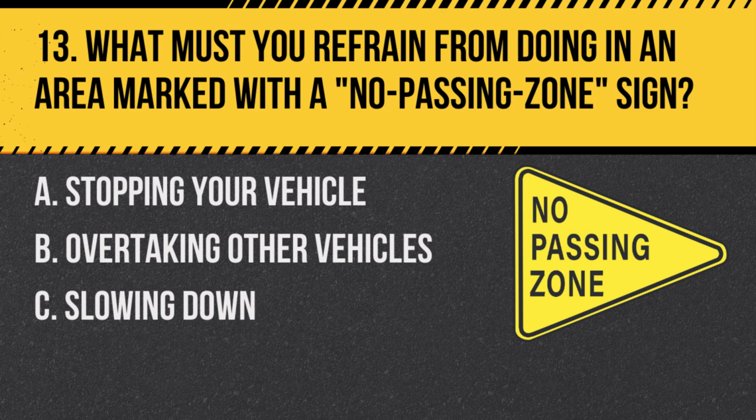Question 13. What must you refrain from doing in an area marked with a no passing zone sign? A. Stopping your vehicle. B. Overtaking other vehicles. C. Slowing down. Answer. B. Overtaking other vehicles. This sign indicates that it's unsafe to pass in this area.